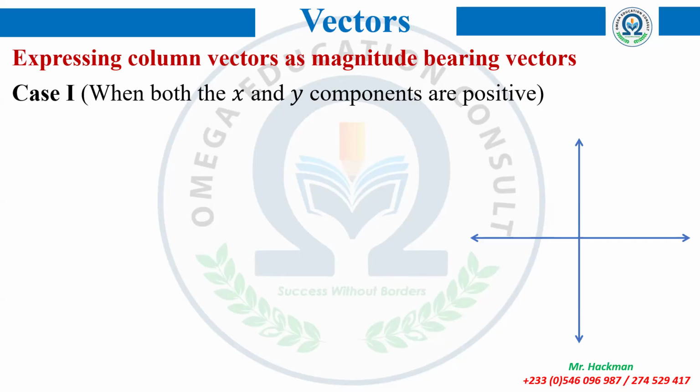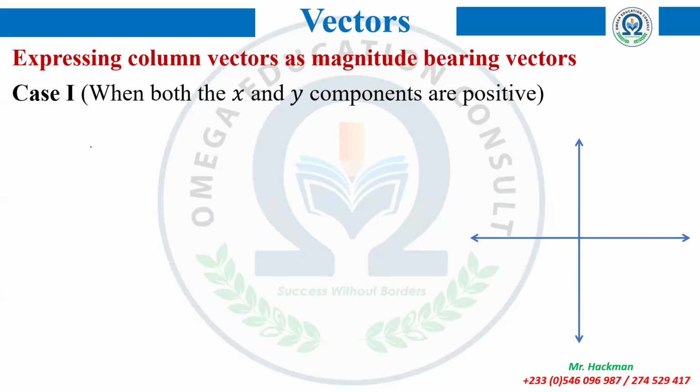And the main challenge here, which shouldn't be a problem going forward, will be the bearing aspect. As for the magnitude, we have done that. So I will concentrate more on the bearing going forward. However, this is it. Assuming we say case 1, when both x and y components are positive.